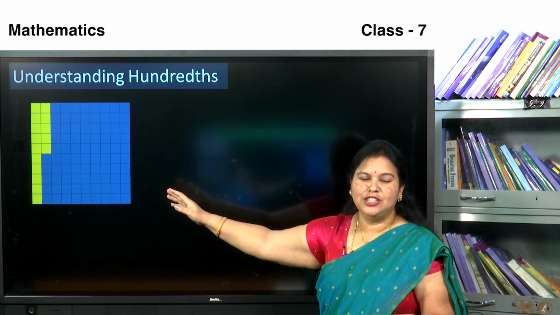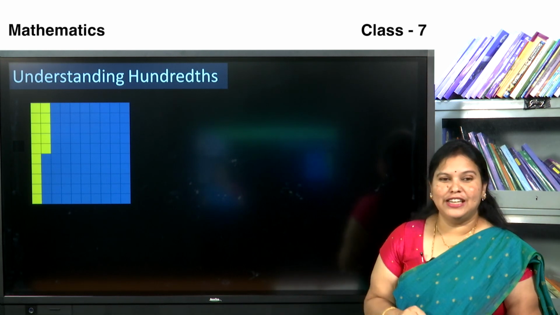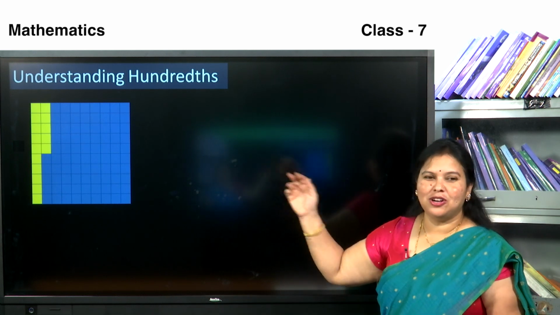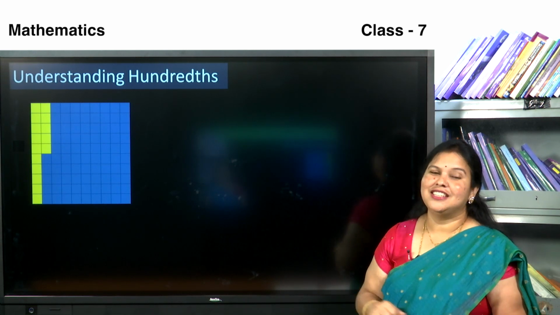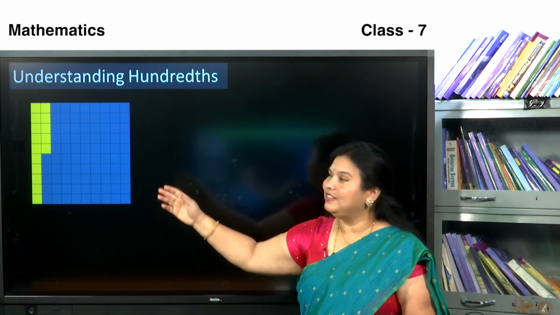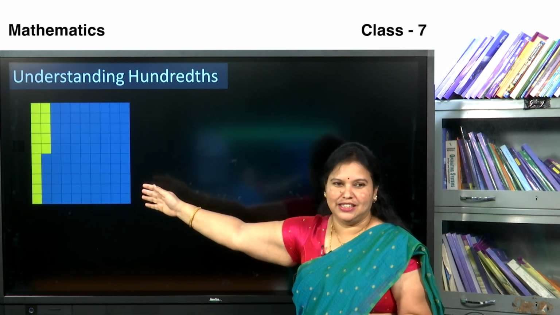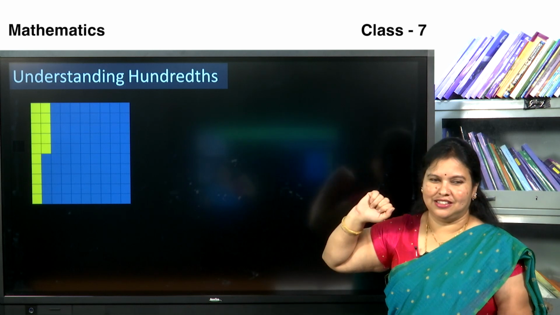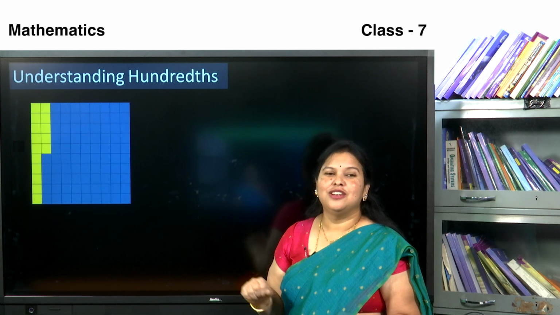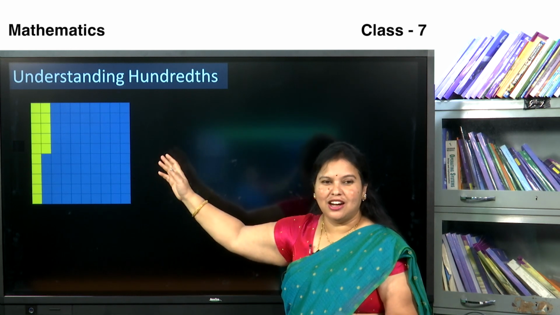Here on the screen you are seeing a square. Are you finding smaller boxes in that? Yes? Can you count how many boxes are there in it? Yes, I have divided this into 10 by 10. So, in total we have 100 smaller boxes in that. I have shaded some boxes there. So, count how many boxes I have shaded here? Yes, 15 boxes are shaded out of 100.